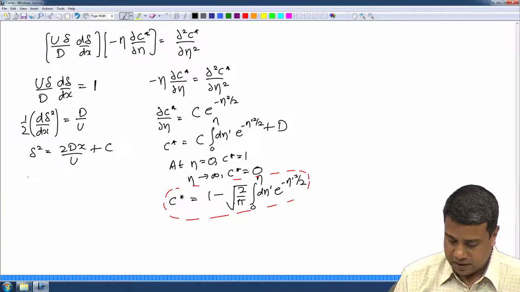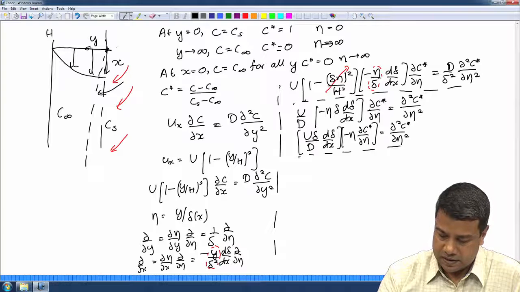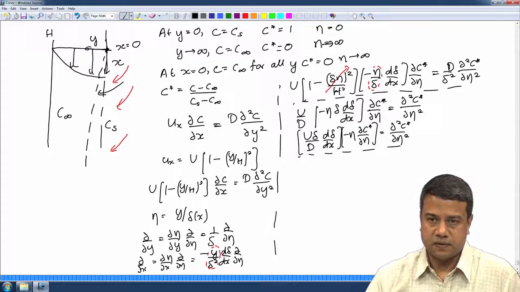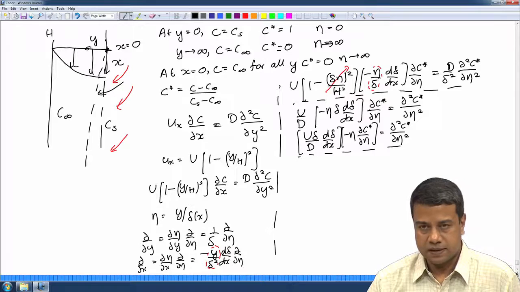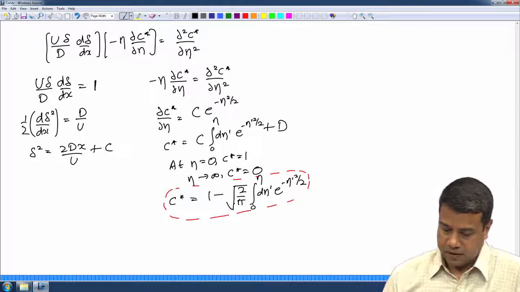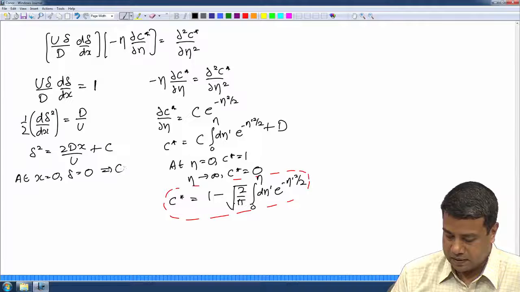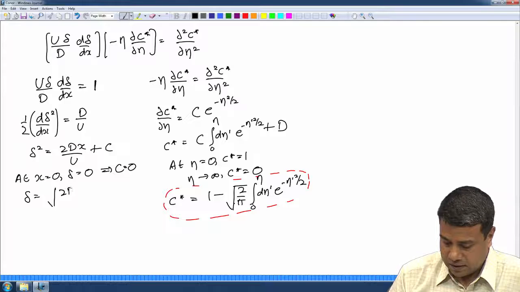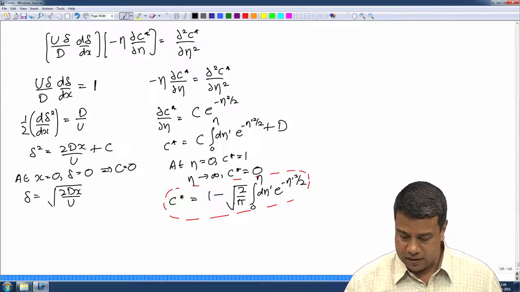Therefore, how do we determine the constant? We know that at the entrance to the test section, at x is equal to 0, no diffusion has taken place yet as the film is falling down. What that means is that at x is equal to 0, the boundary layer thickness has to be equal to 0, which implies that this constant is equal to 0 in this equation. Therefore, I get the boundary layer thickness delta as root of 2 D x by u. So, that is the equation for the boundary layer thickness, and this is the equation for the concentration field.